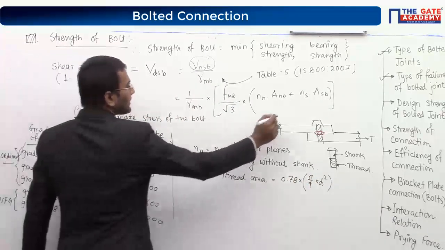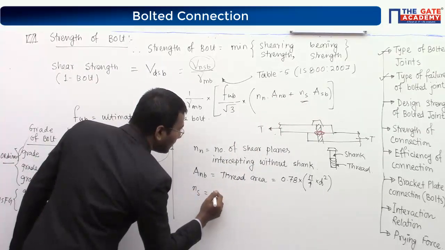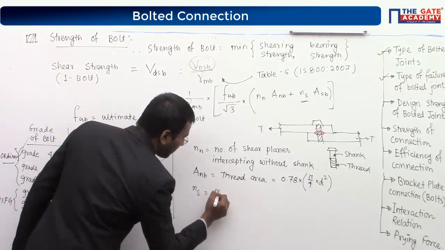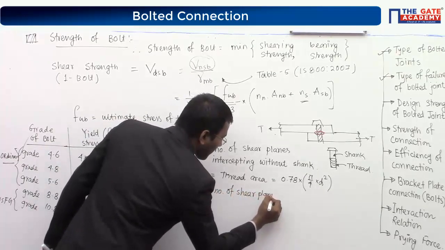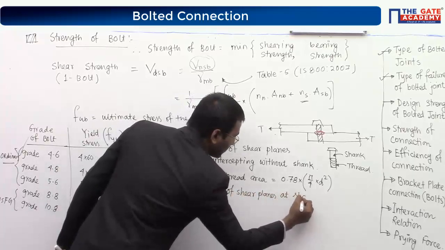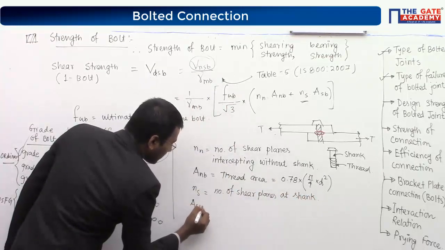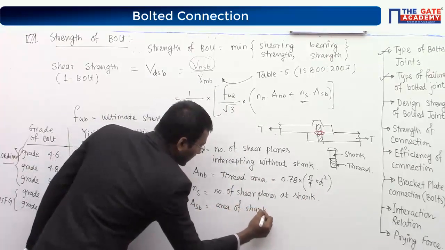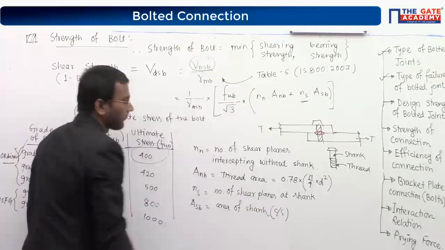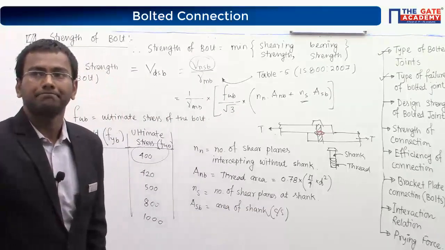Now what about Ns? Ns means number of shear planes at the shank. Similarly, Asb is the area of the shank, or the cross sectional area of the shank.